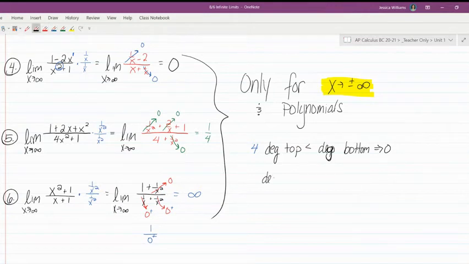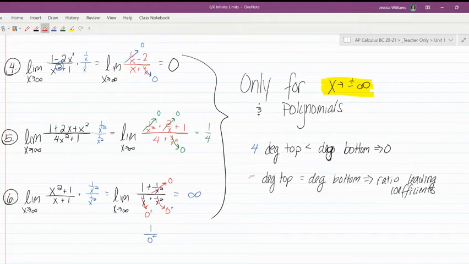If the degree on top is equal to the degree on bottom, then you take the ratio of your leading coefficients. And you need to be careful with this one. So in number 5, the degree on top was 2. The degree on bottom was 2. Those are the same number, but notice I didn't write this top polynomial in standard form in order. It's got a coefficient here of 1, a coefficient here of 4, and that's how I got 1/4 as my answer.